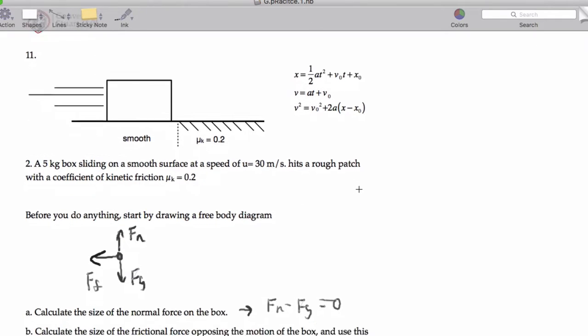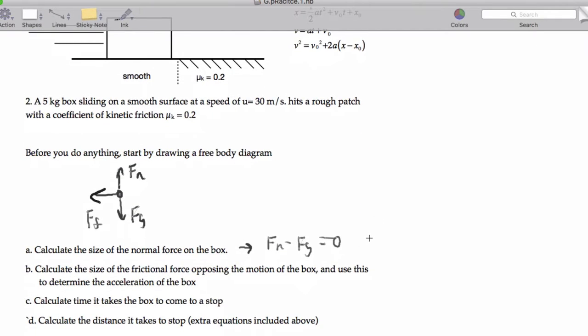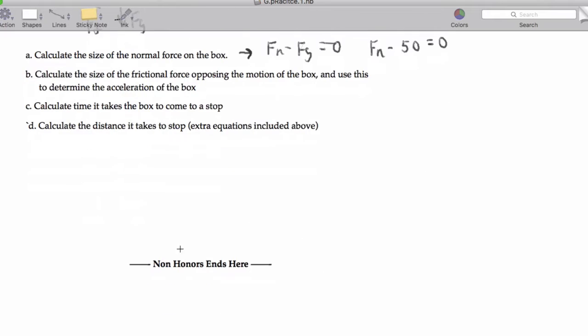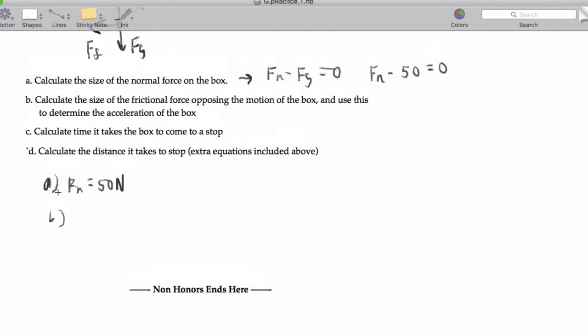And in this case, that's going to be Fn minus 50 newtons, it's 5 kilograms times 10, equals 0. And so we are getting a normal force equal to 50 newtons. Next, we're going to go ahead and calculate the size of the frictional force opposing the motion of the box and use this to determine the acceleration.